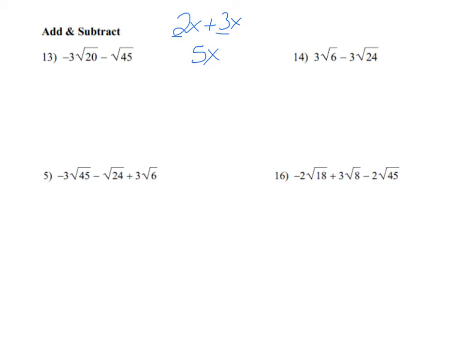So looking at number 13 here, I can't add these because these are not alike. But I do notice they can both reduce. So let's take some time to reduce, and maybe we'll get lucky. Maybe after I reduce, they'll be the same. So we work individually here. This negative 3, I'm going to break down my square root of 20 to 4 and 5. Minus, I'm going to break down my square root of 45 to 9 and 5.